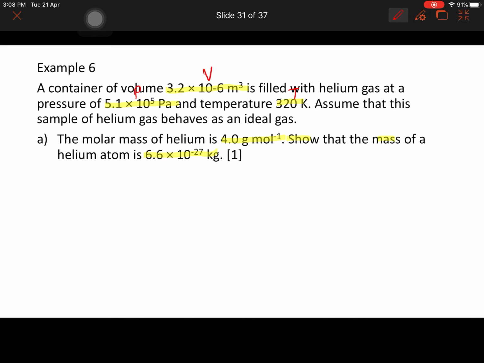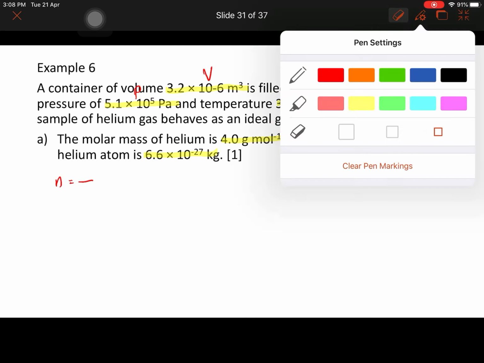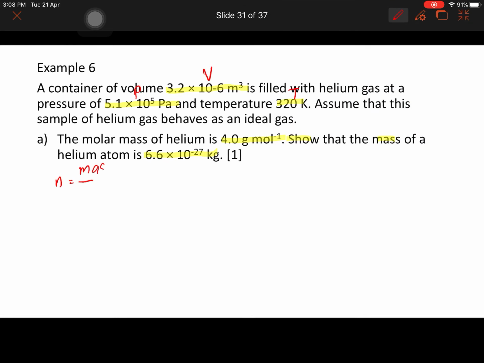Now you need to know, what is molar mass? Previously we have learnt, right, that number of moles equals mass over molar mass. I told you small m over big M. What else do you know? If you look at your data booklet, you're also given that number of moles is equal to number of particles over Avogadro's constant.